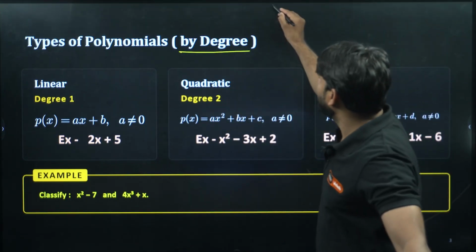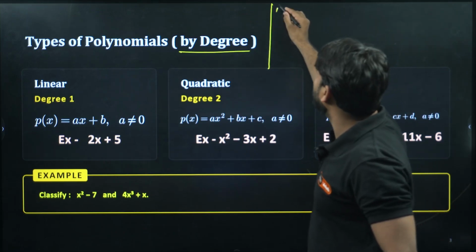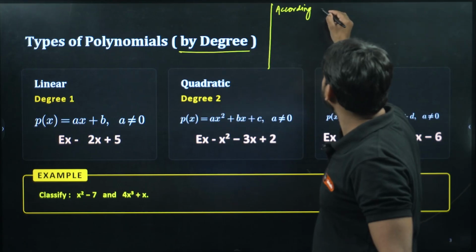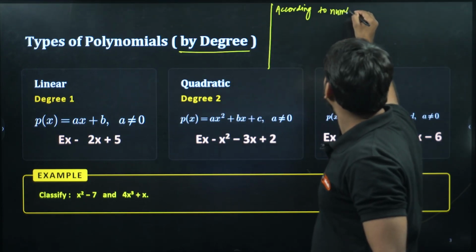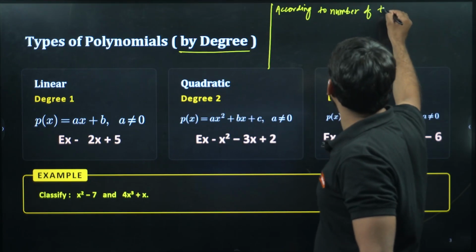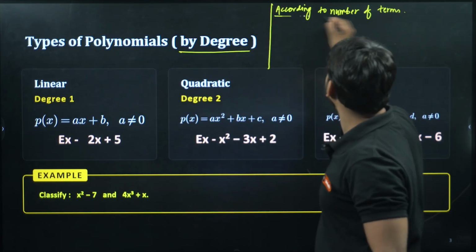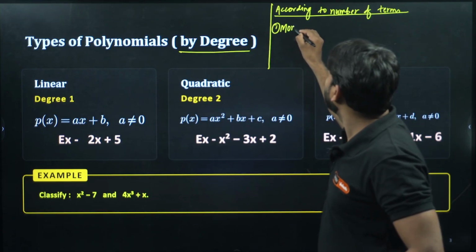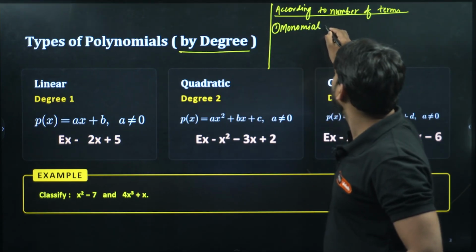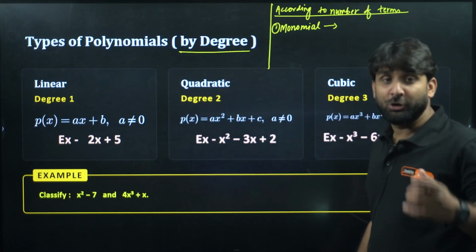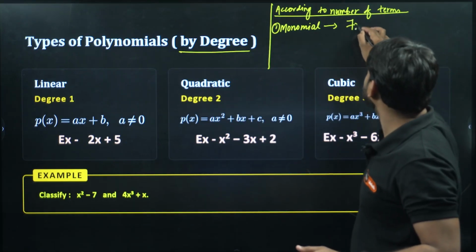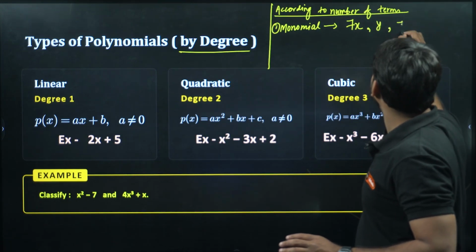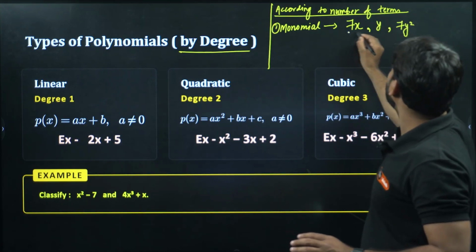By the way, we generally categorize polynomials according to the number of terms also. So simultaneously I want to tell you about this, according to the number of terms, champions, because you should understand this also. So according to the number of terms, first comes monomial. Monomials are those polynomials in which only one term is there, 7x. For example, y. For example, 7y square. Only one term.